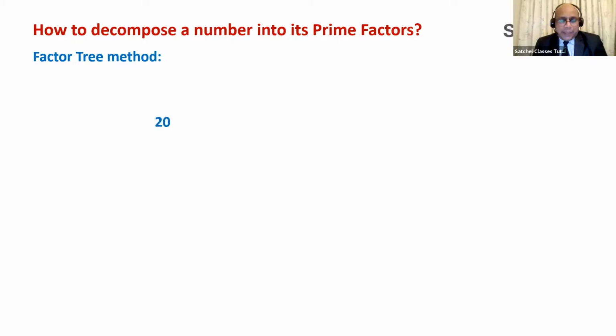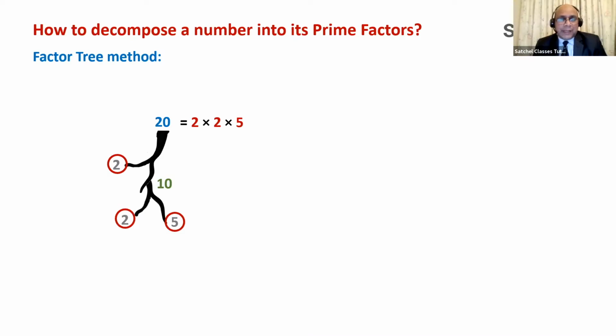Let's say 20. So let's first break down 20 into two numbers. 20 is 2 times 10. Because 2 is a prime number, we'll not break down that particular branch further. However, 10 is not a prime number, so we'll break down 10 as 2 times 5. And incidentally, 2 and 5 are prime numbers. So what we have now is prime numbers at the end of each branch of that factor tree. And hence 20 can be written as 2 times 2 times 5, or 2 squared times 5.